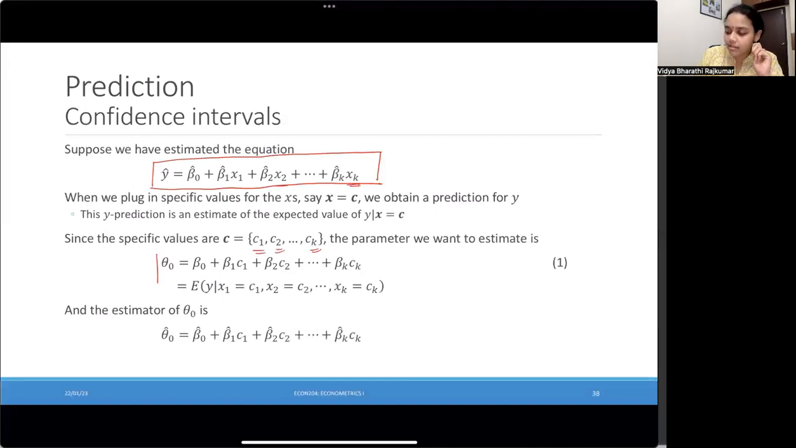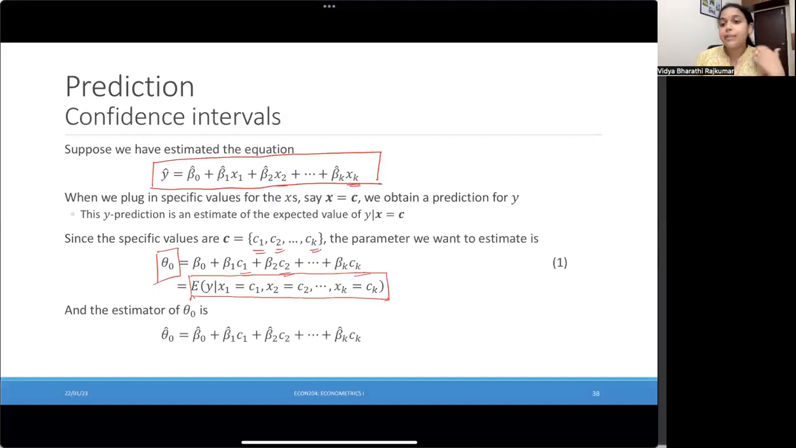theta naught. Okay. So how do we obtain theta naught? By just plugging in the different values for the x's. Now, if I were to think about this relationship in the population, I'm just looking at the expected value of y given the x's are fixed at c1, c2, and so on up to ck. That's my theta naught. Notice how the theta naught equation has no hats in it. You just have the population parameters.